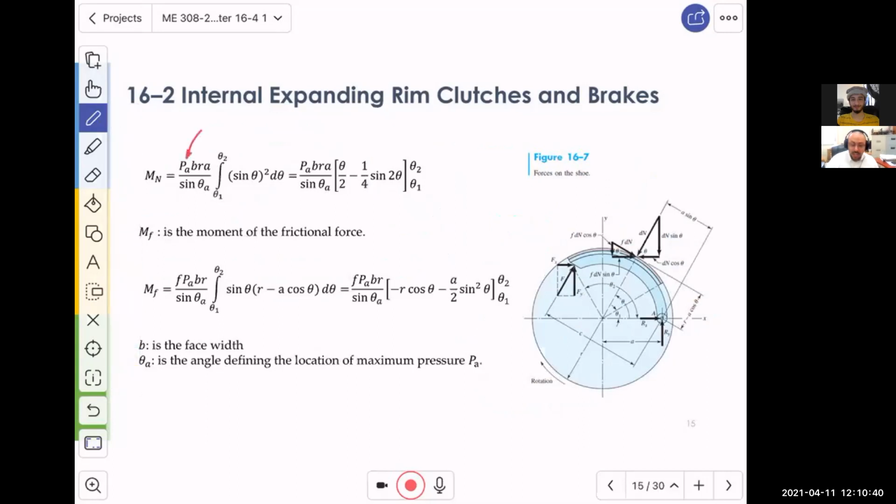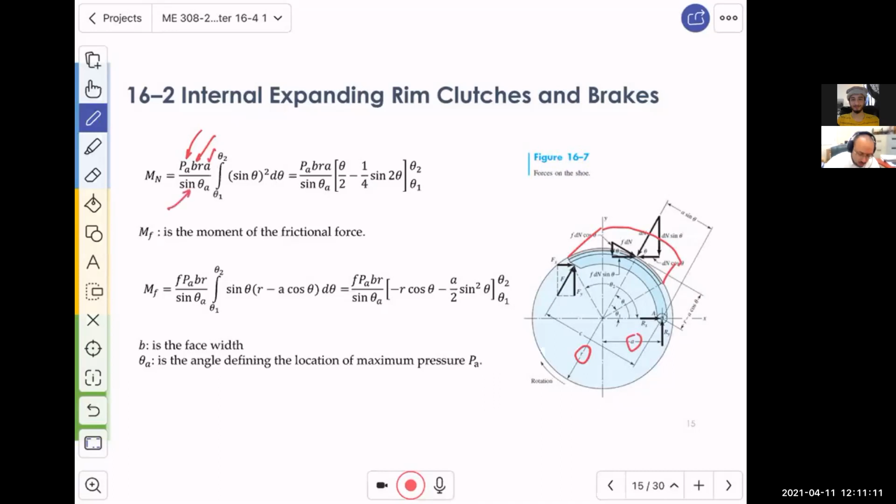This is PA, the allowable pressure. This is B. B is actually the width of the shoe, because the shoe has a depth, right? So this is the face width of it. R is the radius, which we talked about. Is it indicated? Yes, over there. That's the radius. And then A is this distance from the pivot all the way to the center.